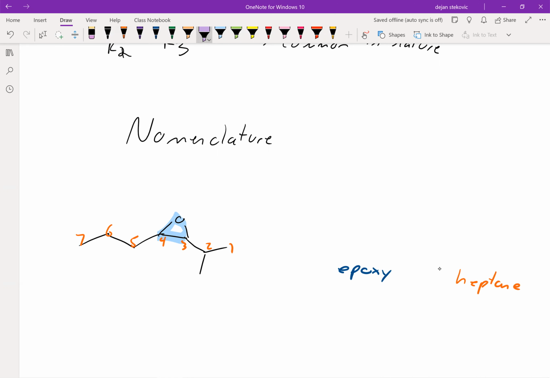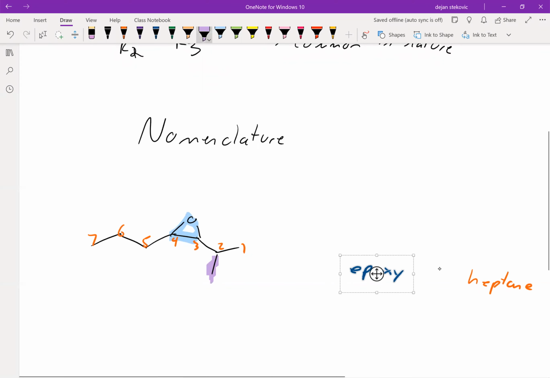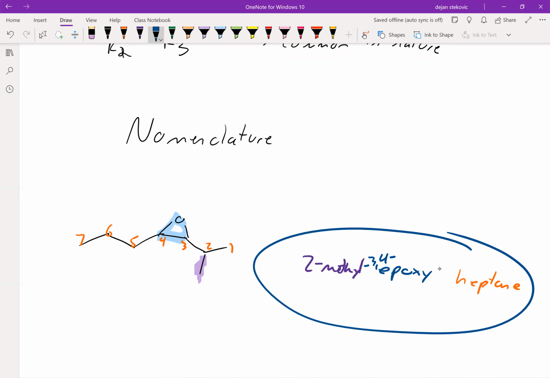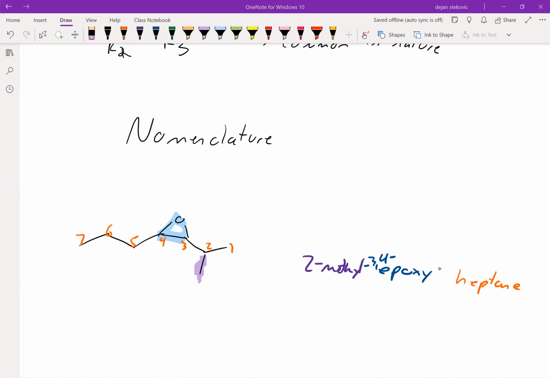If we think about the 2 position, there's a methyl there. So 2-methyl. And then we just want to identify on what 2 carbons our epoxide is, right? So this is 2-methyl, 3, 4, epoxy, heptane. Not the most neatly written, but you can rewrite it to make it look a little bit nicer.